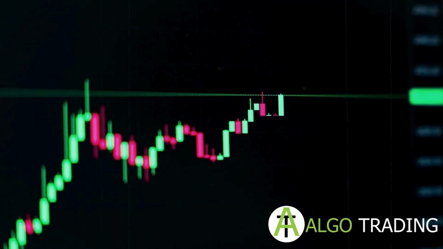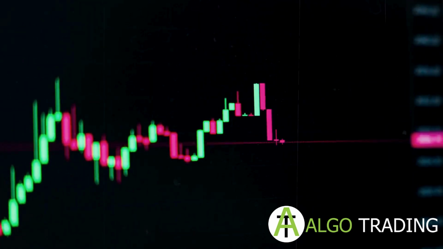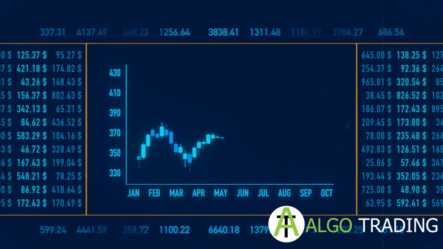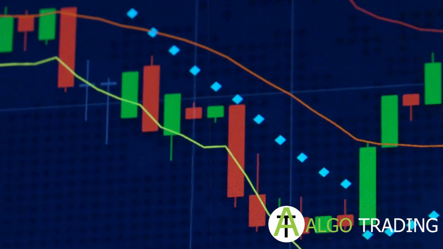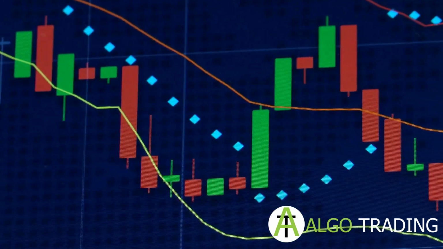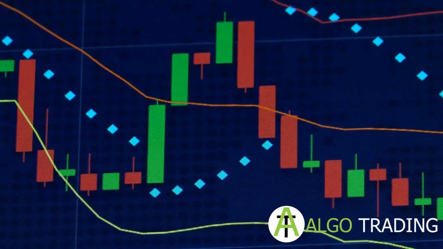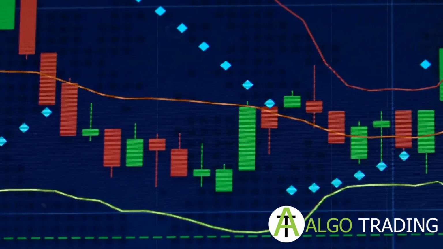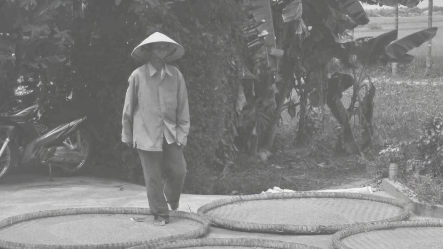Have you ever wondered where candlestick patterns and trading indicators come from? These tools didn't just appear overnight, they're the result of centuries of innovation and brilliant minds who studied the markets. Today we'll explore the fascinating history of candlestick patterns and trading indicators and how they became essential tools for traders worldwide. Let's dive in.